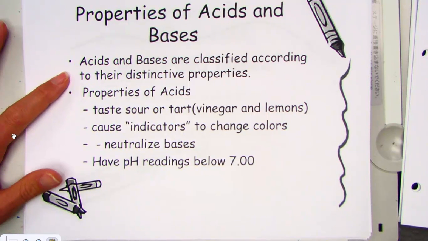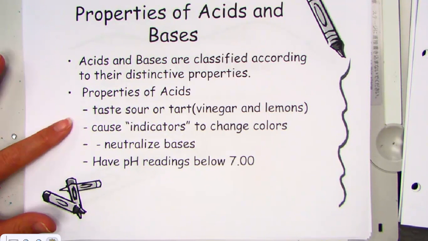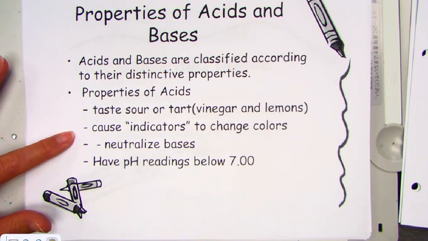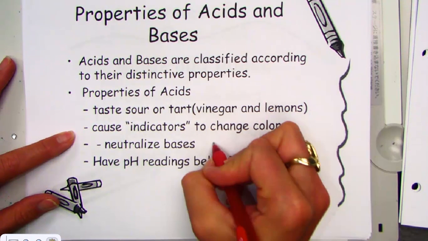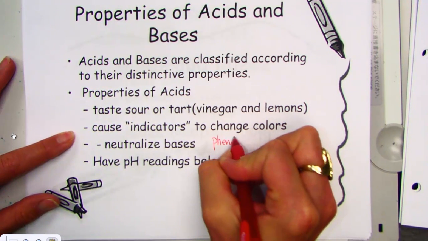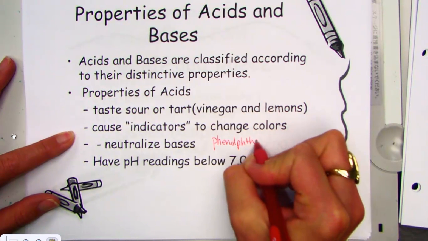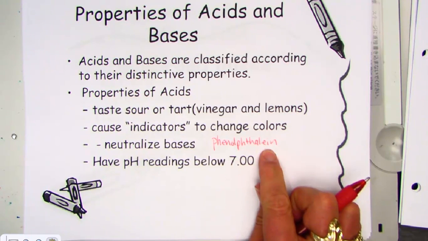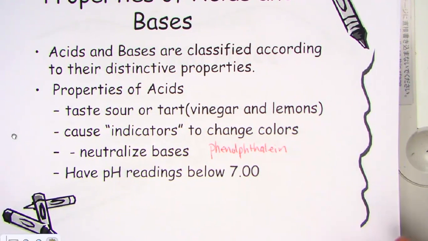Well, acids, of course, as we had written in our reading guide, taste sour or tart, such as vinegar or lemons, which contain citric acid. We do know that they cause indicators to change colors. Indicators are often used during an acid-base neutralization. A common indicator that we have used is called phenolphthalein. Now that's quite a tricky word to spell out. Phenolphthalein is clear in an acid and pink in a base.